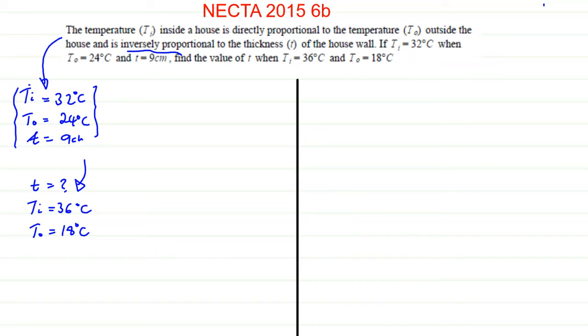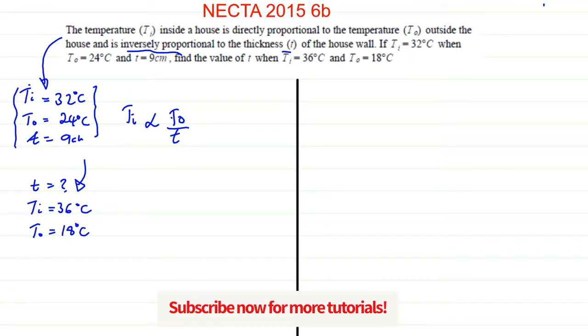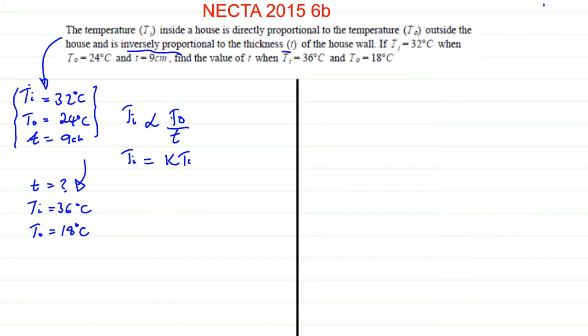It says the temperature Ti is directly proportional to the temperature To, so To goes up here, and inversely proportional to the thickness T, so T goes down here. Now what we need to do is remove the symbol of proportionality and introduce the constant of proportionality. So Ti is going to be equal to K To over T.